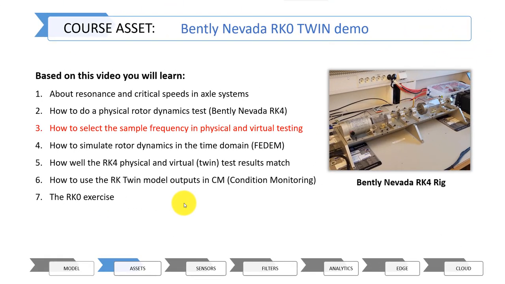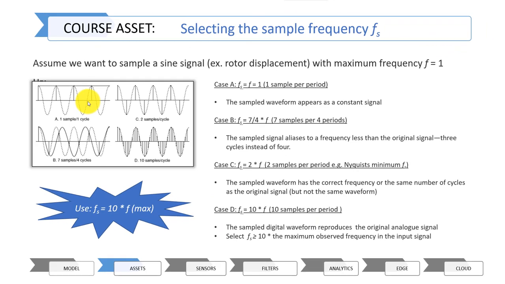Then I will say some words about how to select the sample frequency. It's especially important if you're running a digital twin setup that you are using the same sample frequency in both the physical and virtual test. Assume that we have a sine type of input signal with a maximum frequency of 1 Hz. If you then use a sampling frequency of 1 Hz, you will see that the output signal will appear to be a constant signal, which is obviously wrong.